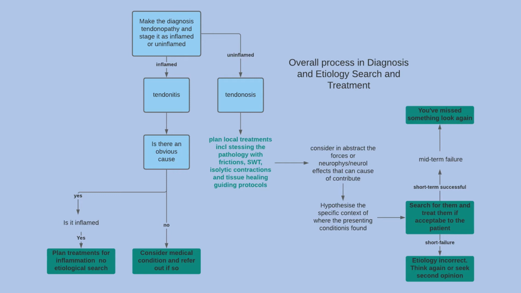But having a full diagnosis, we should now consider etiology. Is there an obvious cause? And if there is, did it cause inflammation? If not, the cause is less obvious than you thought. If you have a causeless tendinitis, then you have to consider medical conditions such as systemic arthropathies or diabetes.